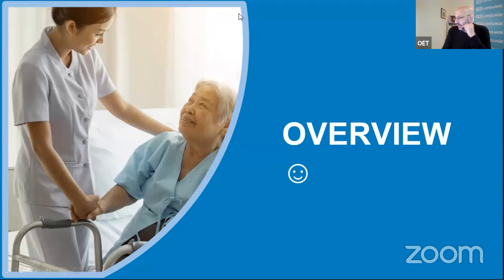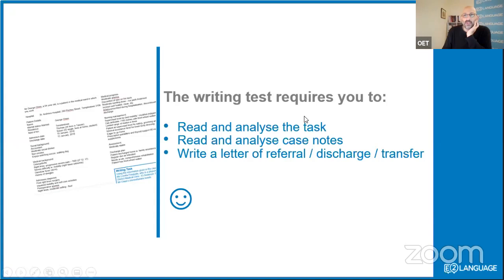Let's take an overview then of the OET writing. The writing test requires you to read and analyze the task, to read and analyze case notes, and then to write a letter of referral, of discharge, or of transfer. Those are the 3 types of letter you will encounter. There in the past were more. That is not the case any longer. We tend to find, again, this is anecdotal, that referral is the more common form of letter, but it could be any of these 3, so be prepared.